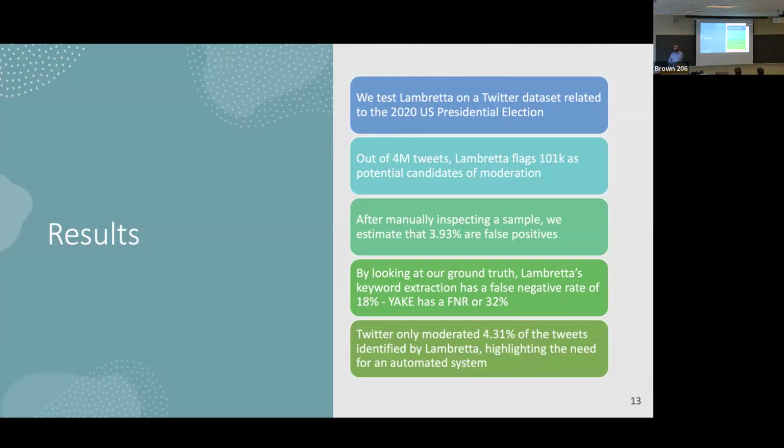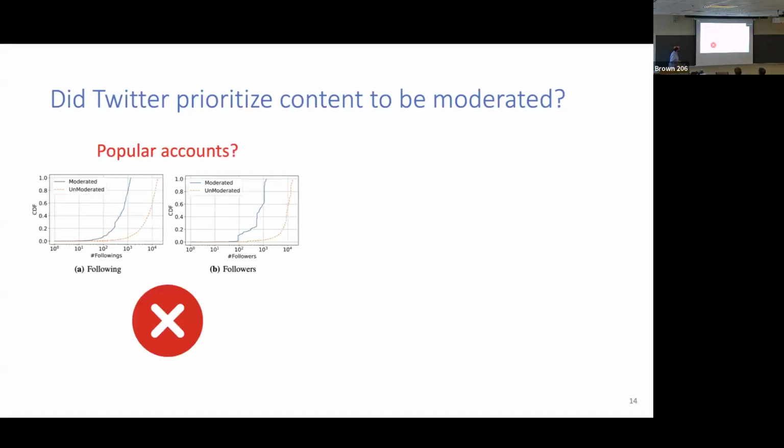And then we started wondering, why is that? A reasonable answer could be that not all tweets are created equal. Some come from very popular accounts, and so they will be seen by everybody. And some come from an account with 10 followers. Maybe that's not as important. So we tried to validate this assumption. We found that that is not the case. Actually, the tweets that were unmoderated are more likely to come from more popular accounts than the ones that were moderated.